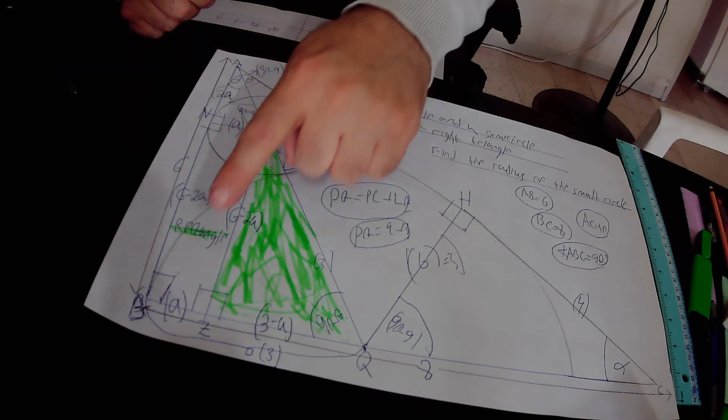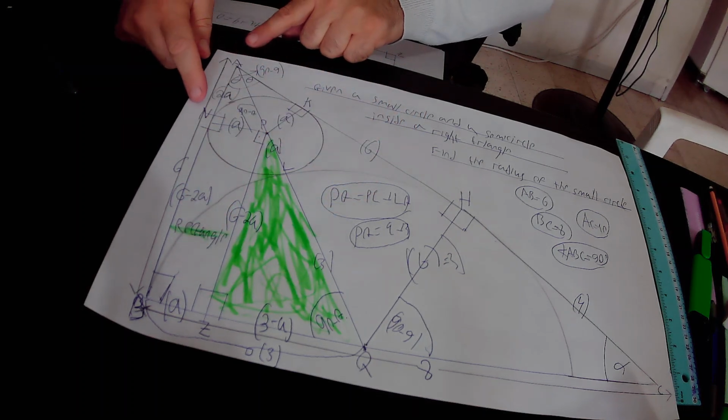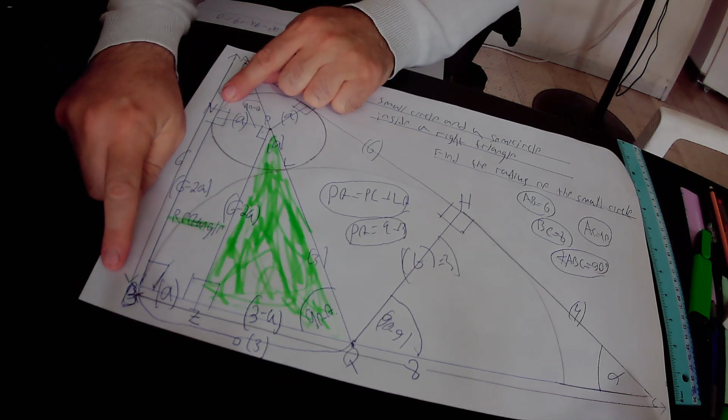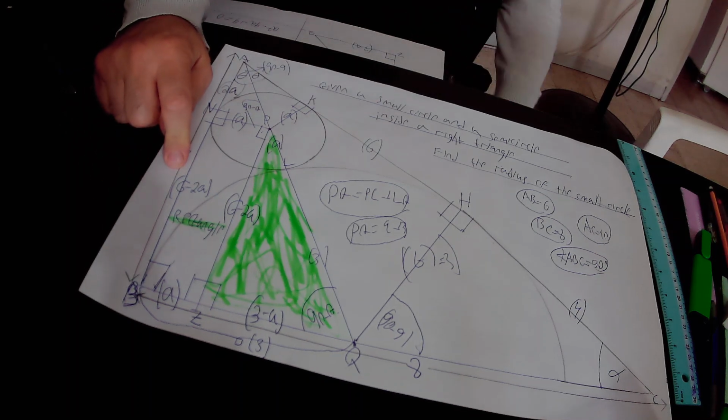We know that AB equals 6, AN equals 2A, and therefore the missing side NB must be equal to AB minus AN. AB is 6, AN is 2A, so in total NB equals 6 minus 2A.